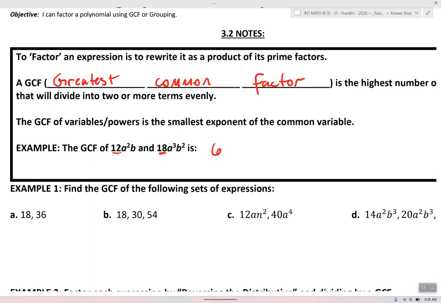Now we look at the powers. You've got a squared and a cubed. We want the smallest exponent of the common variable, so we can take out an a squared from both of those. So a to the second power is our GCF there. And between b and b squared, we can just take out a b. b is our GCF of that. So the total GCF of those two expressions is, sorry, 6a squared b.